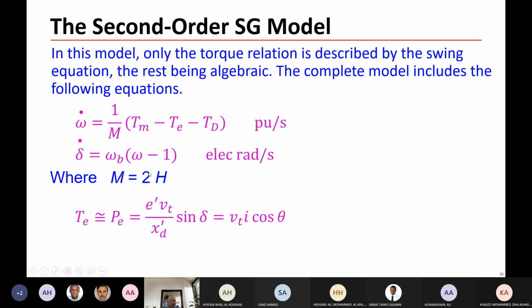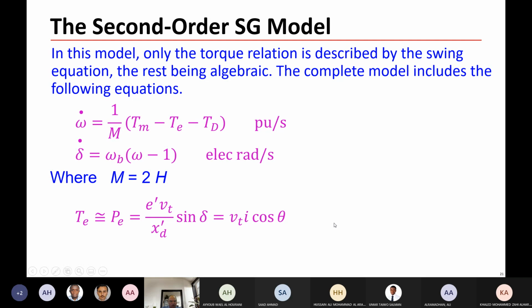And of course, the electrical power, which is approximately the electrical torque, assuming that the speed is almost 1 per unit, is equal to E prime Vt over Xd prime sine delta. So this is the well-known power angle equation. Also the power is equal to terminal voltage times I cosine theta, where theta is the phase angle between voltage and current. So delta is between E prime and V, and theta is between Vt and I.